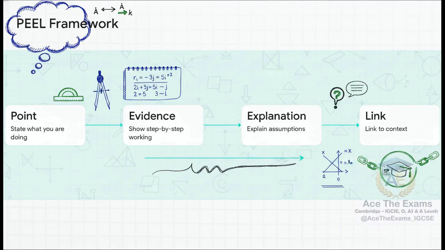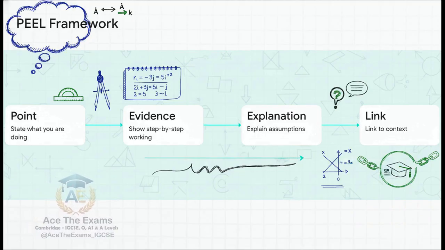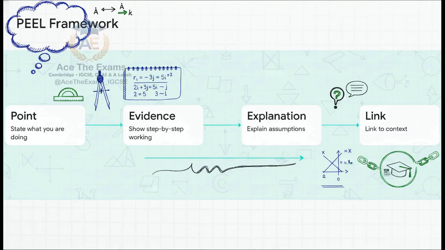Your point explicitly states what you are about to do mathematically. Don't just start calculating, tell the examiner your plan. Your evidence is where you present your clear step-by-step working. Your explanation is where you clarify exactly why you are using specific techniques, like choosing simultaneous equations. And finally, your link ties your numerical result directly back to the specific real-world context of the question. You're building an airtight mathematical argument.